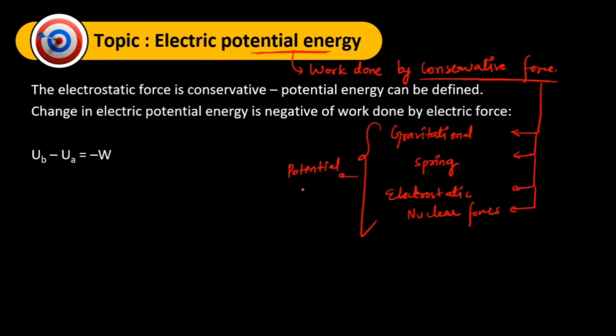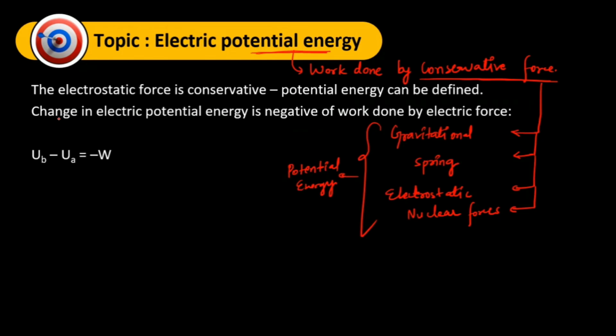The first 2 forces, gravitational and spring force, we have already studied in grade 11th. But now we'll be talking about electrostatic force, or the potential energy due to electrostatic force. And the last force, nuclear forces, we are going to talk about in modern physics. These forces are responsible for potential energy in a given system. So potential energy is defined for electrostatic forces only, which are conservative in nature.